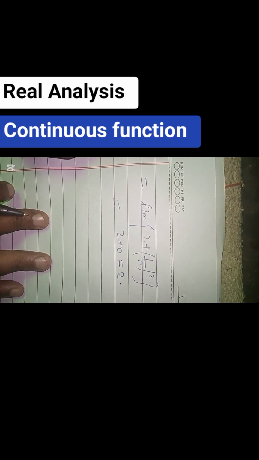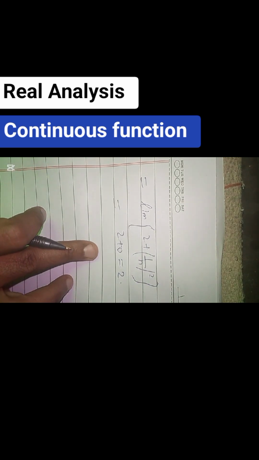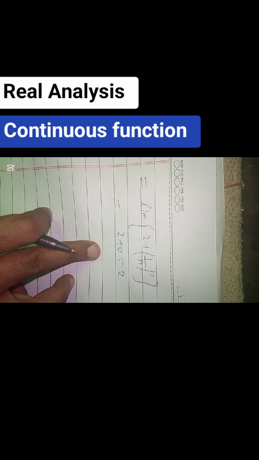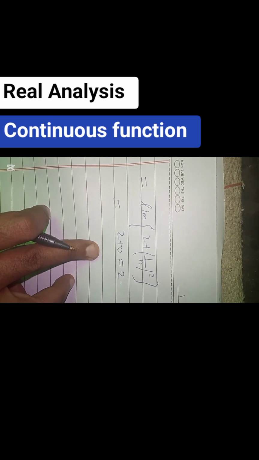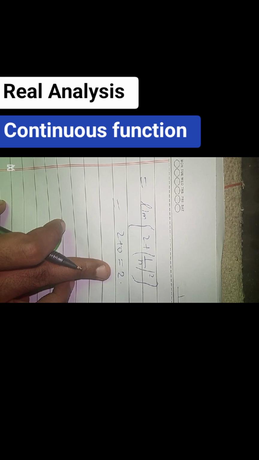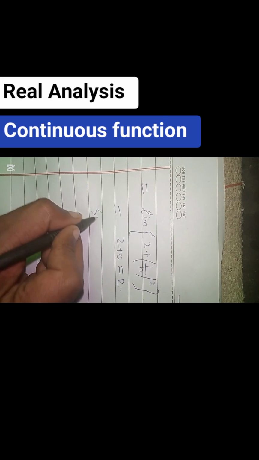So the limits are not equal, because the left and right limits in the first function were 1, but the answer for this one is 2, so they are not equal. It means that the function is not continuous.